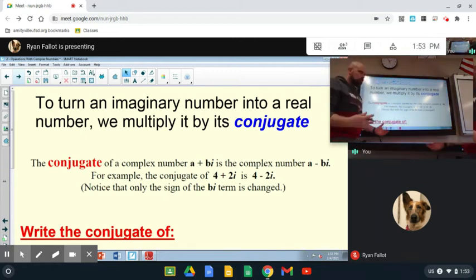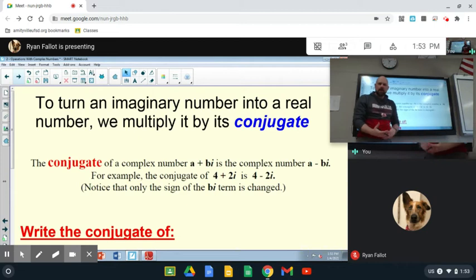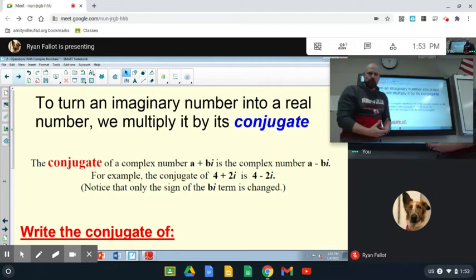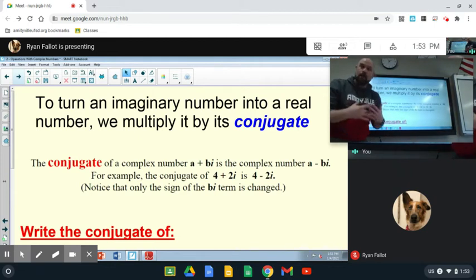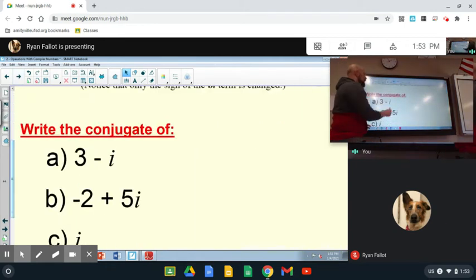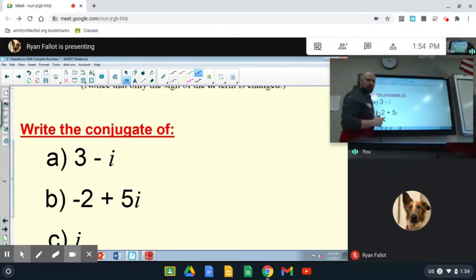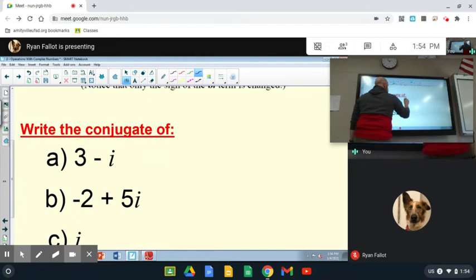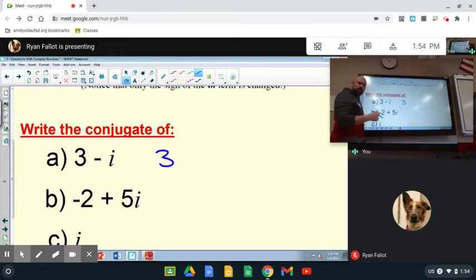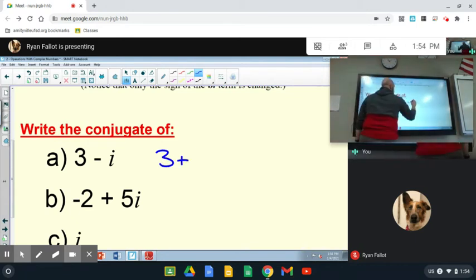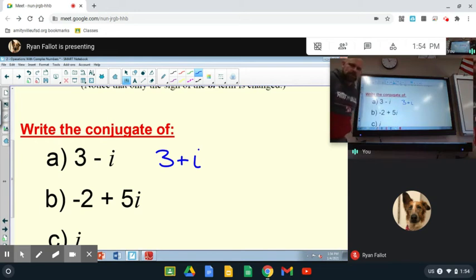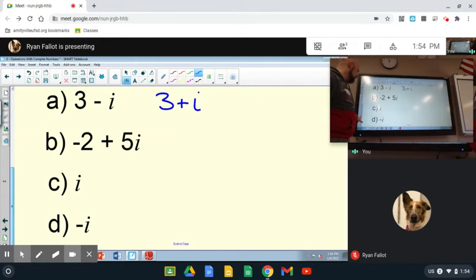In general form, we say the conjugate of a plus bi is a minus bi. So notice that only the sign of that bi changed. We didn't change that a sign at all. So to write the conjugate of 3 minus i, just like when we worked with radicals, we're going to leave that 3 alone. Do not change that first sign. You're only going to change the sign in the middle, and it would just become 3 plus i. So take a minute, pause it, and see if you can do B, C, and D.